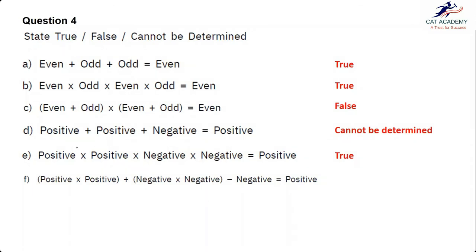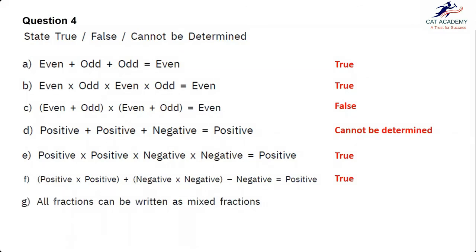For those who are saying cannot be determined, you are forgetting a small part over here, that it is minus of negative. So minus of negative will become positive, right? No, it doesn't depend. Minus of negative will always become positive. So positive into positive is positive. Negative into negative is positive. Minus of negative is also positive. So all the three positives will add up to positive surely. Okay? So true, yes. Understood, everyone? All right.